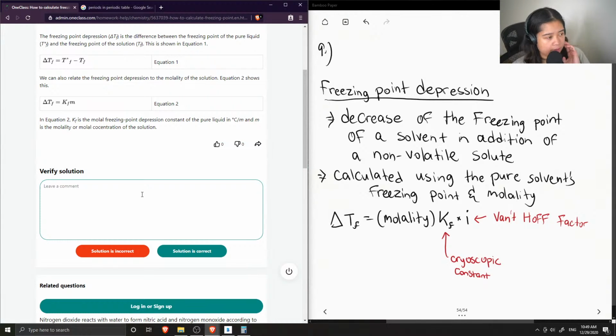Okay, so I'll also note that, okay, so this solution is correct. And then I'll just also add that the Van 't Hoff factor can also affect the freezing point depression value.